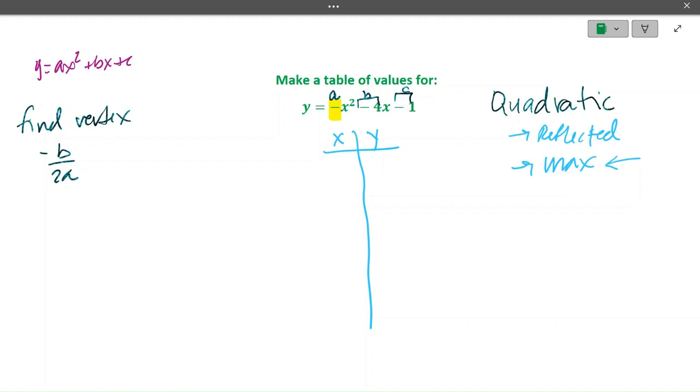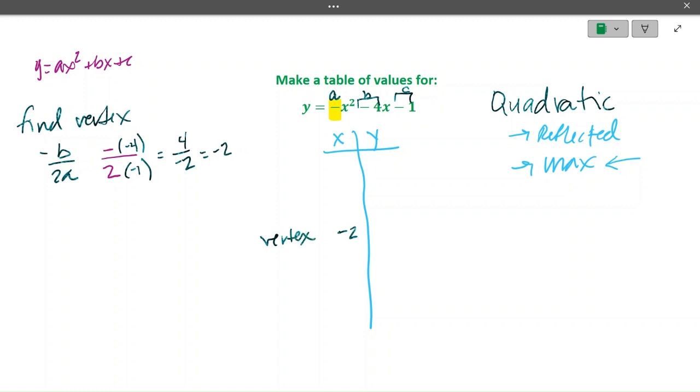All right, so to find our vertex, I'm going to go ahead and say negative, and then I'm going to put in my b, which is negative 4. Make sure you don't drop that negative, over negative 1. So I end up with negative 4, which is positive 4, over negative 2. Okay, so that gives me an x coordinate of negative 2. So I know that this is going to be my vertex. I'm just going to note that here.